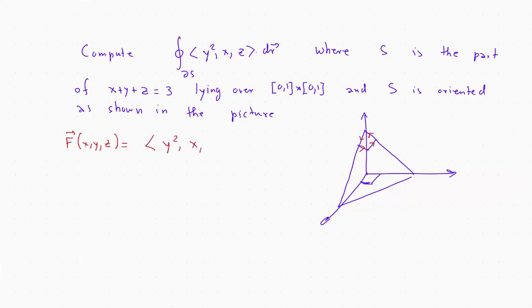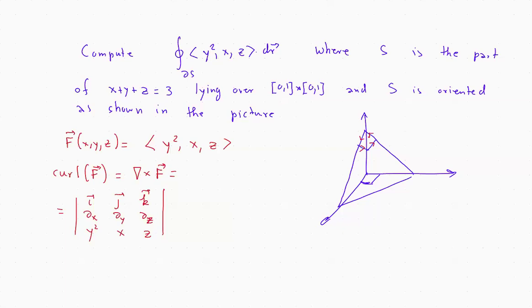And the curl is by definition, at least formally, the cross product between the gradient operator and f, which means that we will use the following determinant. So partial with respect to x, partial with respect to y, partial with respect to z, and then here we have y squared, x, z. And when we multiply a differential operator by a function, we simply take the derivative with respect to the corresponding variable. So delete the first row, delete the first column, and take the derivative of z with respect to y and subtract from it the derivative of x with respect to z.